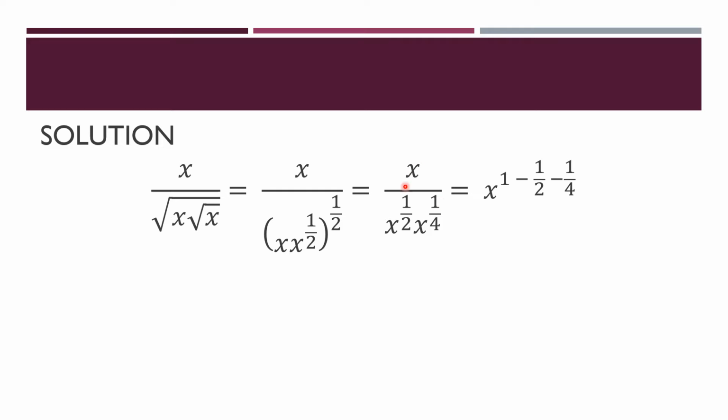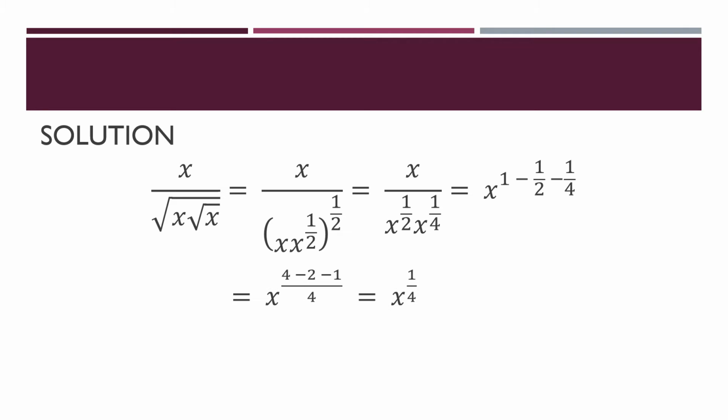Now I apply the law of indices because the bases are the same. I select x, and the power of the numerator is 1. I subtract the power of the denominators from the numerator, so I have 1 minus 1 over 2 minus 1 over 4. Then I make that a single fraction.